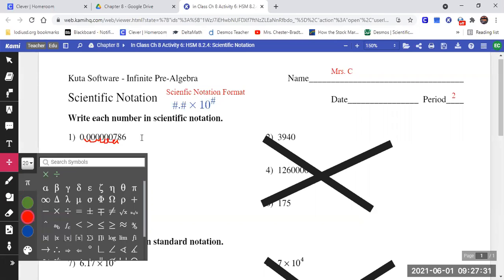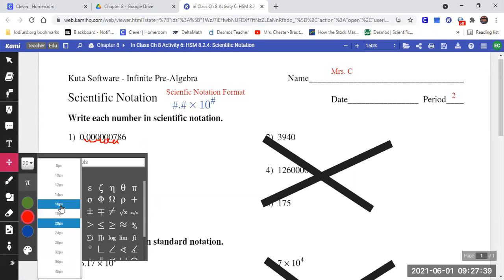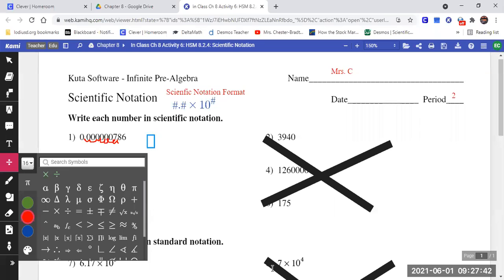A single number in front of the decimal place. Okay, that's our goal. A single number in front of the decimal place. So that would be a 7.86, a single number in front of the decimal place, times 10 to the, how many jumps did we take again? That's 6 zeros, and then the 7 makes 7. And we went from a decimal, so it's a negative. Because remember, the decimals were the negative exponents, and the big numbers were the positive exponents.